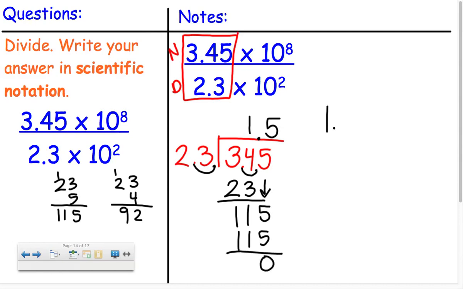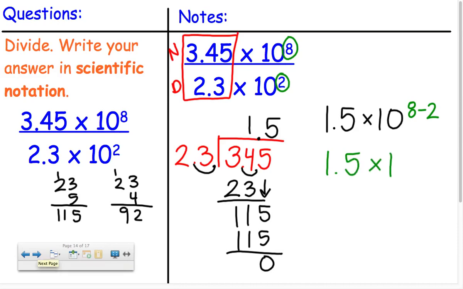So I've got 1.5 times 10, and I'm going to take my exponents, 8 and 2, and subtract them. So I've got 1.5 times 10 to the 6th. This answer is in between 1 and 10, so I know it is done.